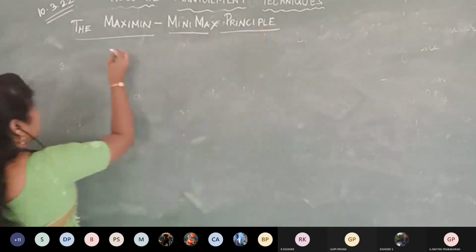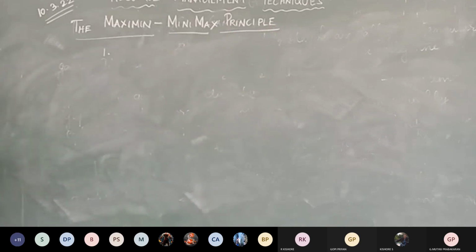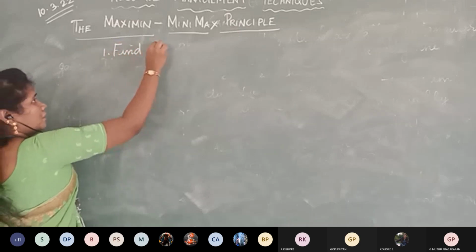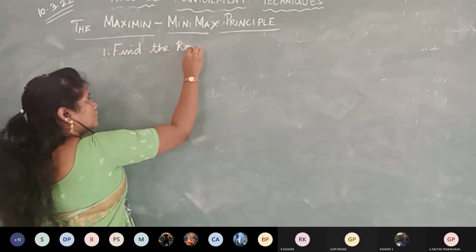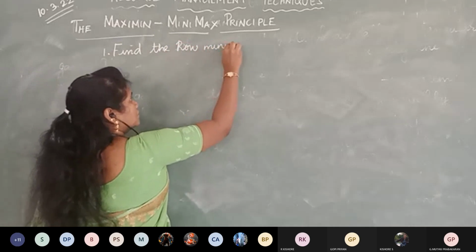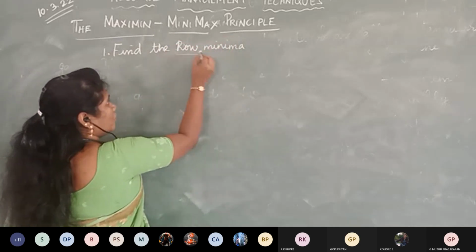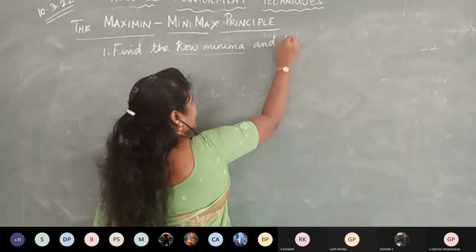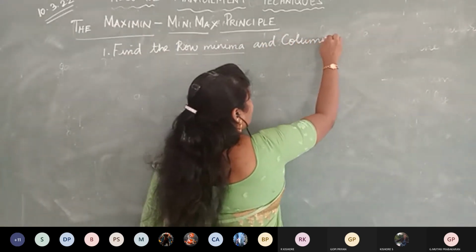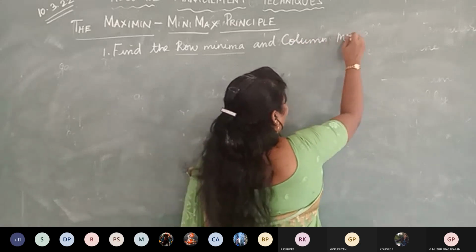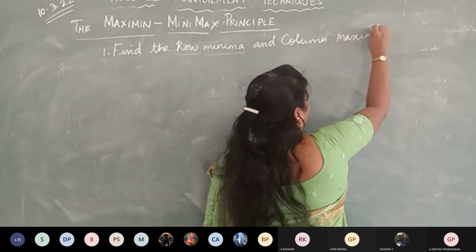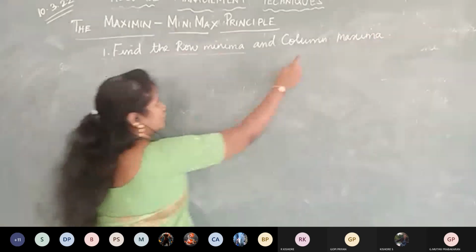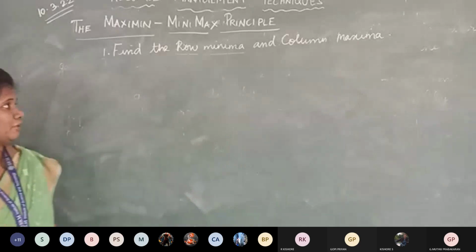According to this principle, your procedure will be: first, find the row minima and column maxima. In your row, you will find out the minimum value, and from the column, you will find out the maximum value. That will be the first step.